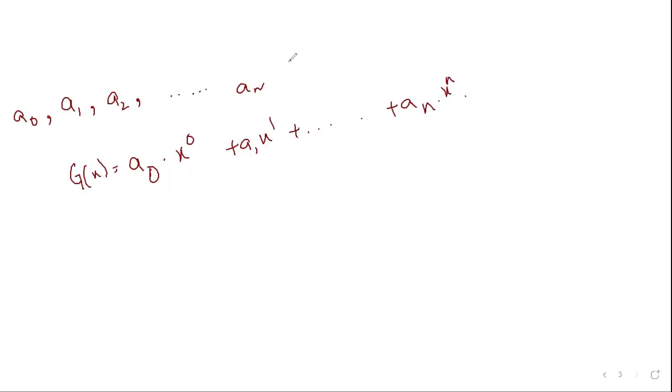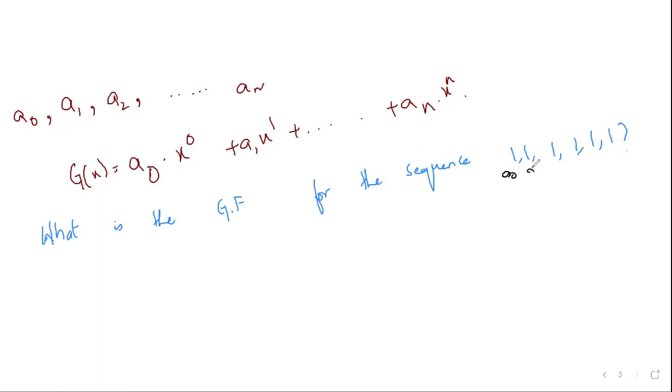Now, what is the generating function for the sequence? The next question or example is: what is the generating function for the sequence 1 1 1, 6 times? Okay. Now for this, the first term should be multiplied with x power 0. This is a0, a1, a2, a3, a4 and a5.